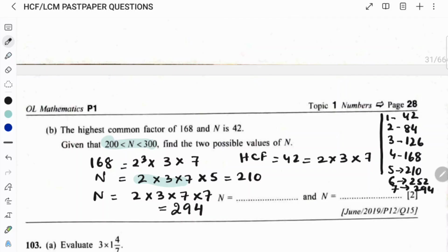Whenever they give you any number HCF, and then they are asking to search for that number, so always take that timetable. Like in previous questions also, we were taking 18 times table like this. Okay, so the first number which is more than 200 is 210, and the greatest number which is less than 300 is 294, which is the right answer for this question.